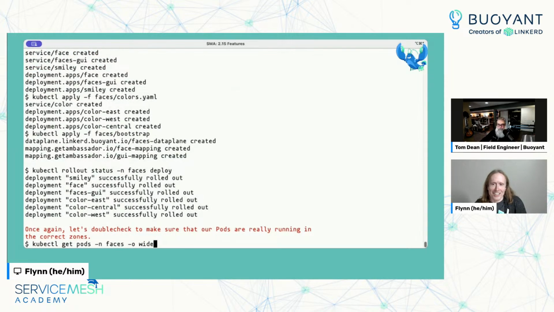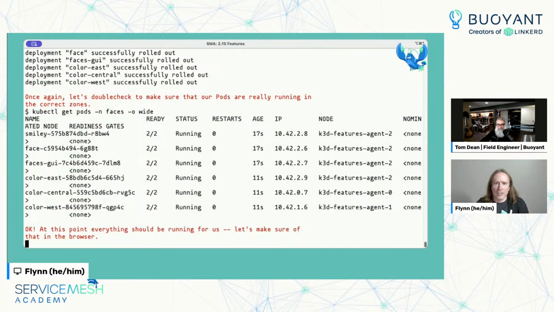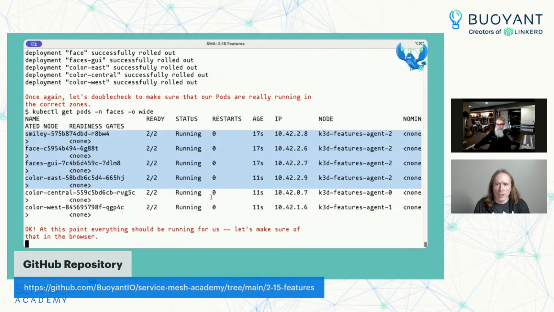Faces comes up nice and fast. It's kind of nice. And if we take a look at this, we can see that most things, smiley and face and faces and color east, are all running on agent 2. Central is running on agent 0, and west is running on agent 1. So all of this appears to be working.